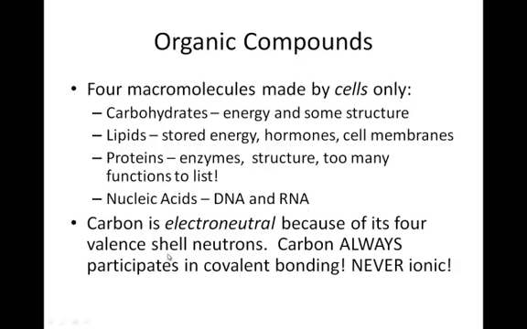Now carbon, which is the basis for organic compounds, you have to have carbon to be classified as an organic compound, is electroneutral, meaning that it does not ever swipe electrons from other atoms. It's electroneutral because it contains four valence shell electrons. Sorry about that, that's a big typo there. They're never neutrons in the valence shell. It always has four valence shell electrons.